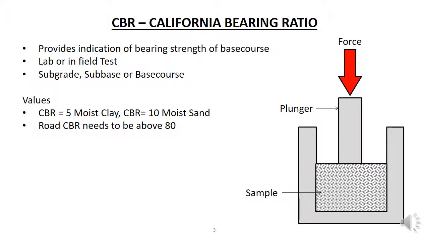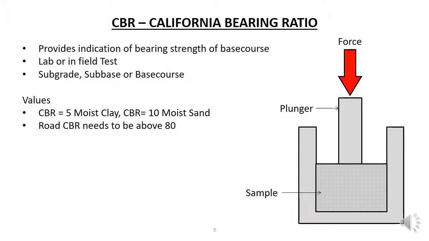There is a set procedure for the CBR test, so the test provides an accurate indication of how the material will behave under load. The diagram shows the lab setup for the CBR test. The sample, in this case base course aggregate, is compacted in a container. A plunger is then pushed into the sample at a set rate. The force required to do this is measured and compared to the force required to penetrate a standard material. It's just a reference material basically.